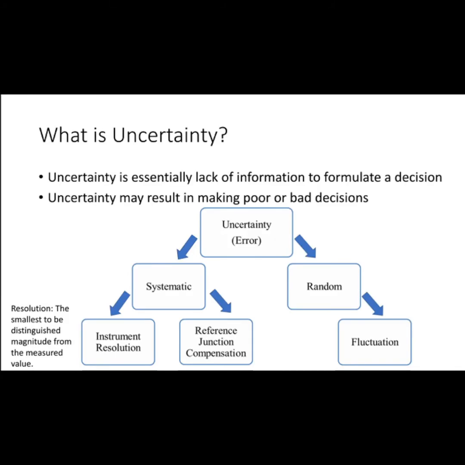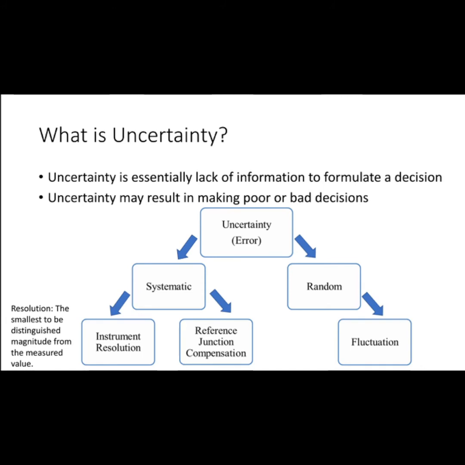Let's move to uncertainty. What is uncertainty? Uncertainty is essentially a lack of information to formulate a decision. Besides, uncertainty may result in making poor or bad decisions. There are two types of uncertainty, which are systematic and random. The main difference between systematic and random errors is that random error leads to fluctuation around the true value as a result of difficulty taking measurements, whereas systematic error leads to a predictable and consistent departure from the true value due to a problem with the calibration of equipment. But random errors are essentially unavoidable, while systematic errors are not.